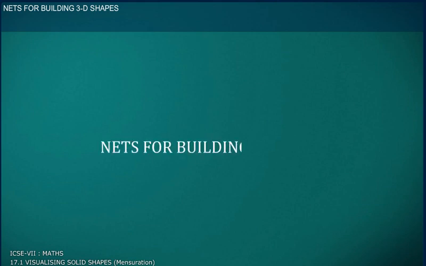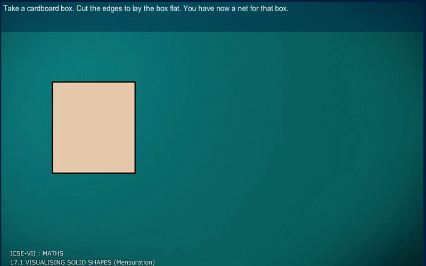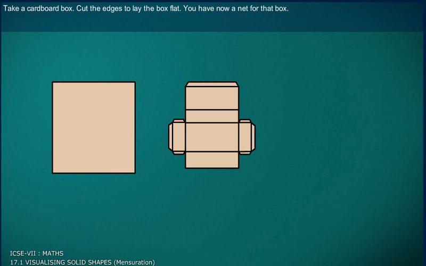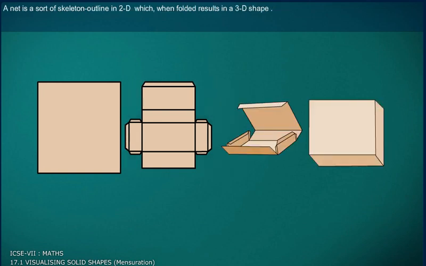Next, building 3D shapes. Take a cardboard box. Cut the edges to lay the box flat. You now have a net for that box. A net is a sort of skeleton outline in 2D, which, when folded, results in a 3D shape.